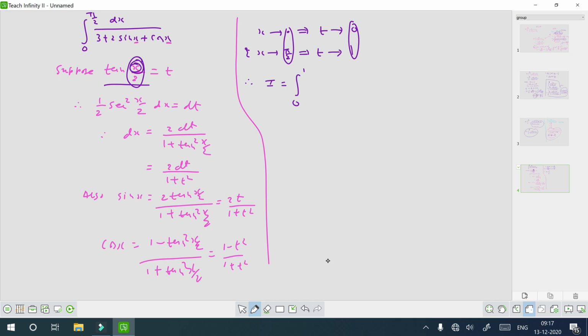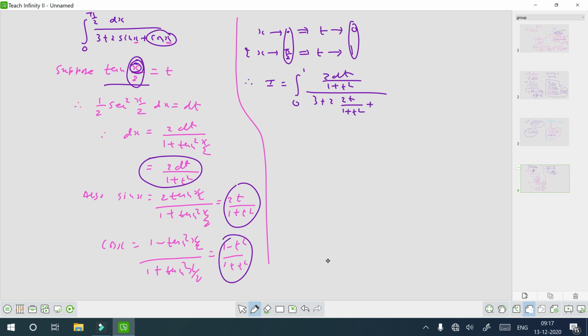Now, what is dx? dx is equal to 2 dt over 1 plus t square. In the denominator quantity, 3 plus 2 sin x. What is sin x? 2t over 1 plus t square, plus cos x. What is cos x? 1 minus t square over 1 plus t square. Clear? Now see, dear friend, this one is a 4 marks example.